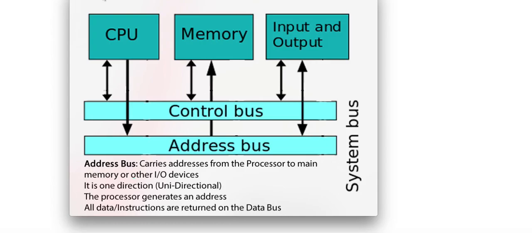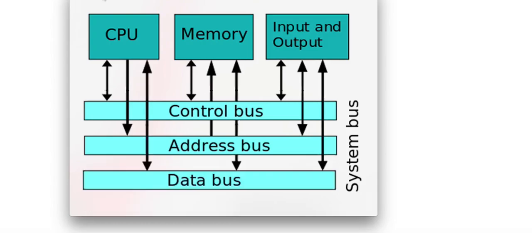It carries addresses. That's why it's called the address bus. Addresses from memory, or from RAM. So it carries addresses from the processor to main memory or other input-output devices, for example your monitor or your mouse. It's one direction, or unidirectional. And this is what happens. The processor generates an address, so the CPU generates an address and passes it to the address bus, then all the data and instructions are returned on what is called the data bus.